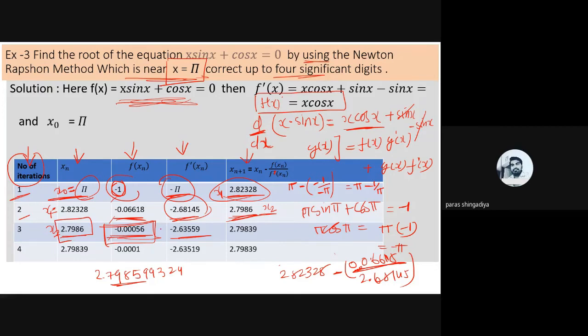So that will be minus 2.635559. This value you will get. And now check its output here as x3. So x3 will be 2.7986. Now check that there is a negative sign in the denominator and numerator, and one negative sign for the formula. So the remaining will be negative. Consider the negative sign: 0.00056 divided by 2.63559. So check this answer and reply in the chat box. How many digits you will get after the decimal?